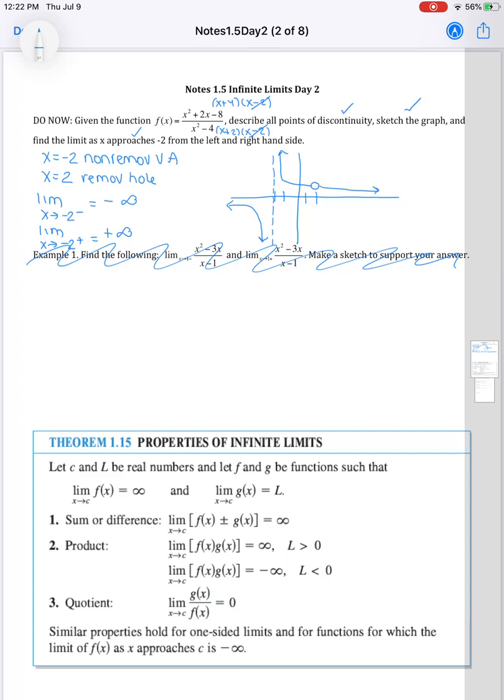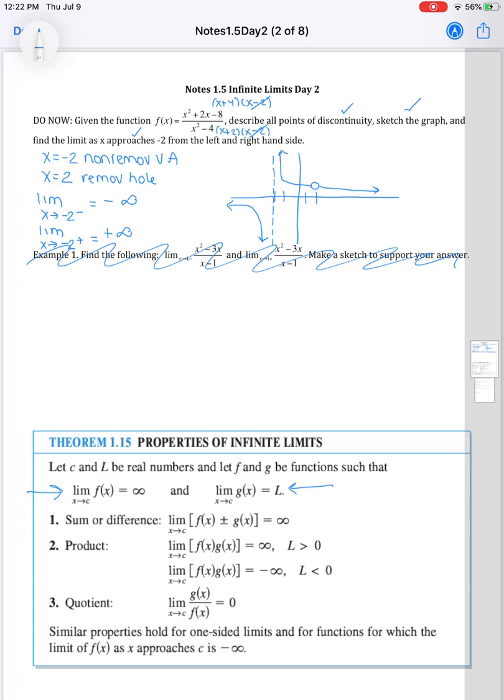So we've had the sum and difference properties. We've had the product properties. We've had the quotient properties. So what you have to think about is, if we look at these two bits of information, this one right here and this one right here, f of x gives us a limit of infinity. g of x gives us a limit of 1. If you add infinity to a number, you still have infinity. If you take a number away from infinity, you still have infinity.